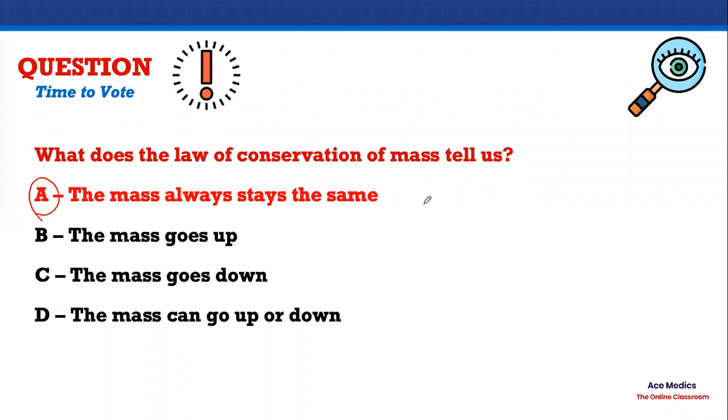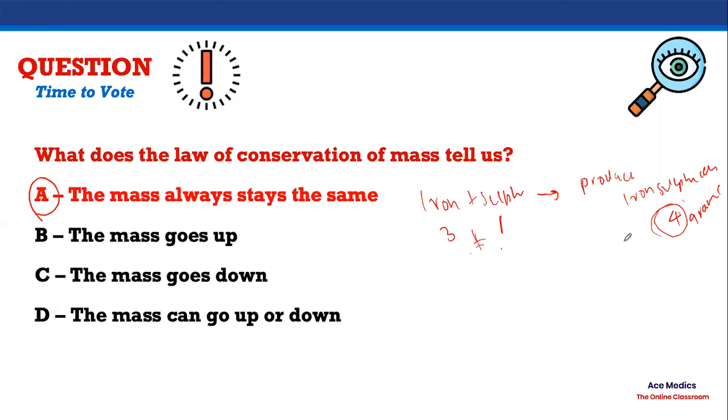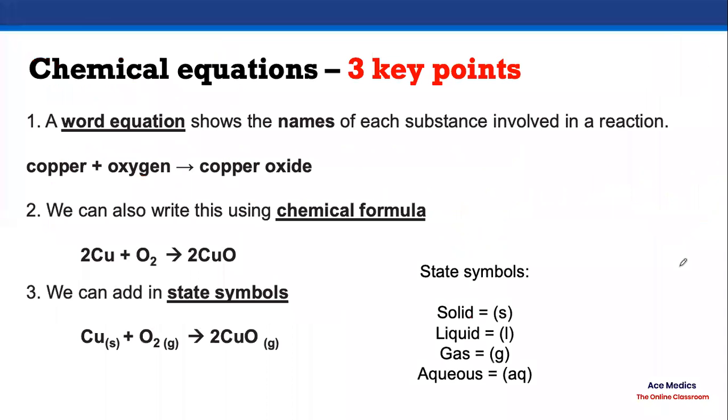So the mass of the reactants added up together, so in our case, iron plus sulfur, where we had 3 grams of iron and 1 gram of sulfur, will always be the same as the product. And we got the product as iron sulfide. Once we've heated it up with our Bunsen burner, we will make 4 grams of iron sulfide, because of this law of conservation that tells us that the mass of the reactants added up will always equal the total mass of the products. Okay, so good. Right, so that was chemical reactions.